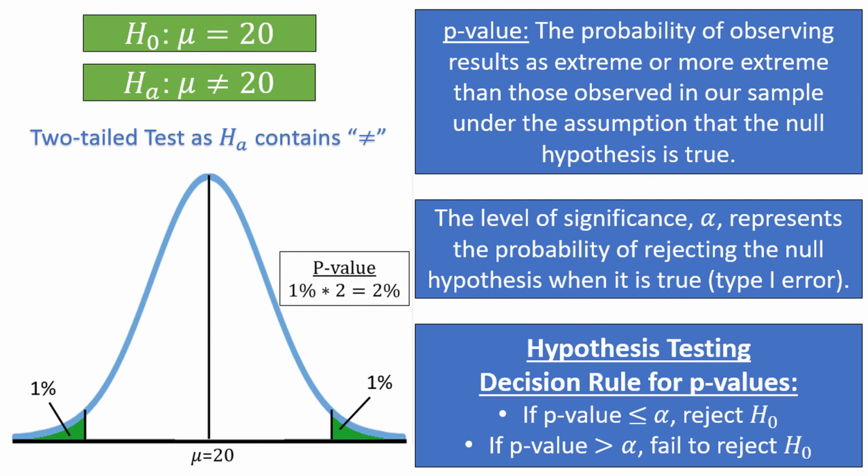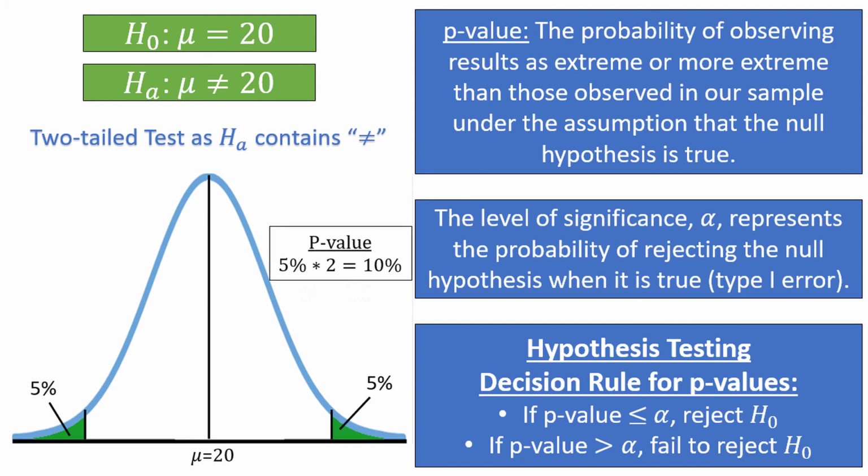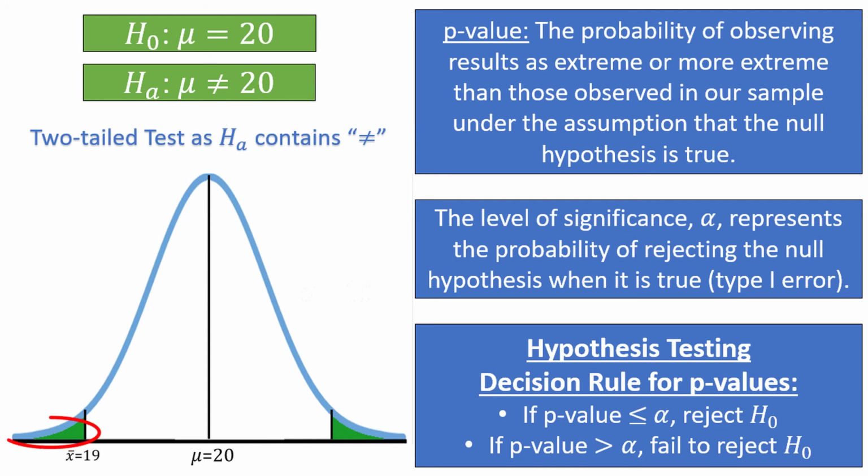If the right-tailed p-value is 5%, then the two-tailed p-value will be 10%. For two-tailed p-values, always start with the probability in the tail corresponding to the side of the distribution the statistic is on. For example, if x bar was 19, calculate the left tail first and then multiply by 2, since 19 is below 20. If x bar was 21, we would calculate the right tail probability first and then multiply by 2, since 21 is above 20.